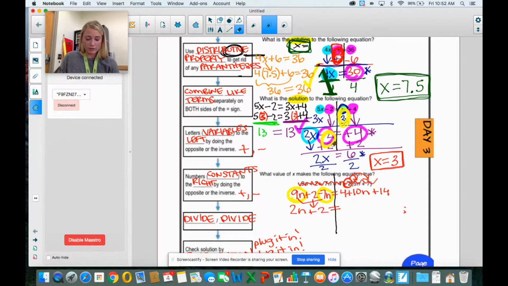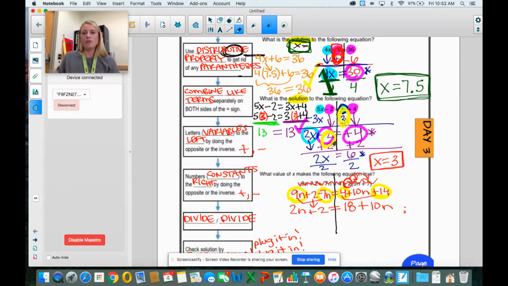Now I'm going to look at the right side. Do I have anything that I can combine? Okay, and I do. I have a 4 here, and then I have a regular 14 right here. So those two are constants, and I can combine them. What's 4 plus 14? Well, 4 plus 14 gives me 18, and then I've got plus 10n. I just bring that straight down.